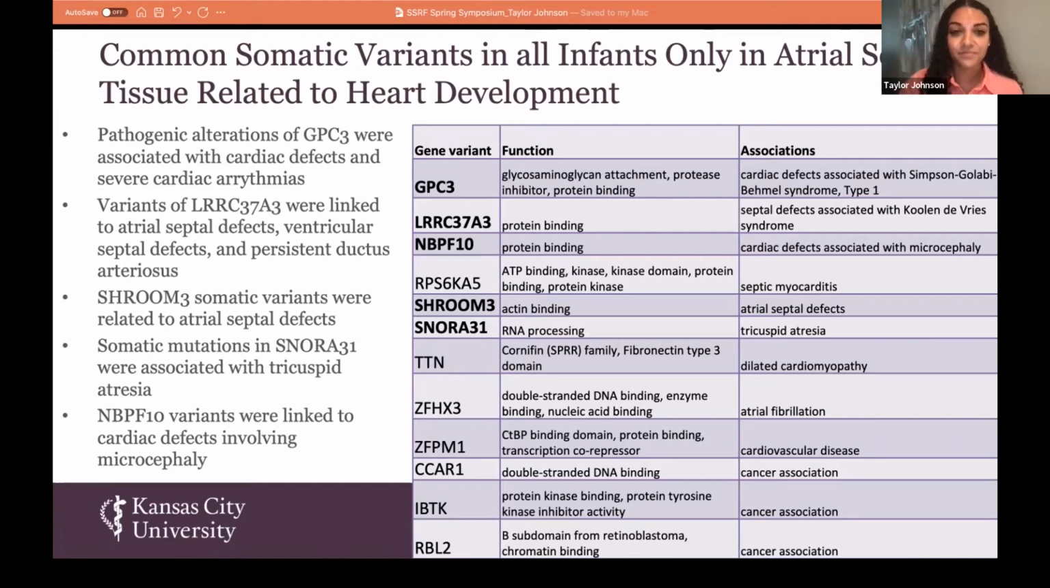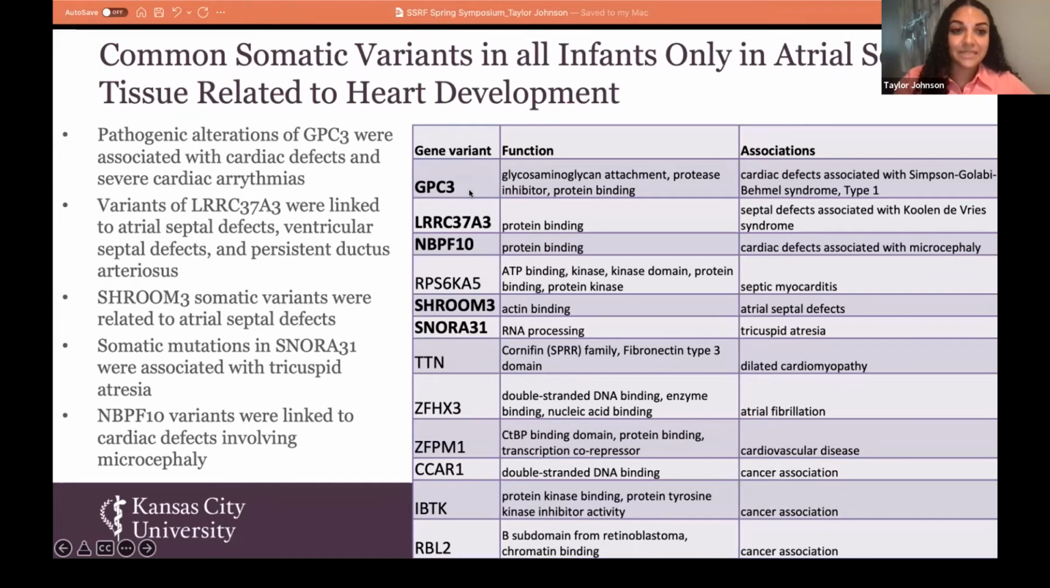Going forward, this is a table showing common somatic variants in all infants that were found only in their atrial septal tissues and that were related to heart development. So again, the variants were somatic and were unique in that they were found in all of the infants, only in the heart and not in the blood. I emphasized a few of them here.